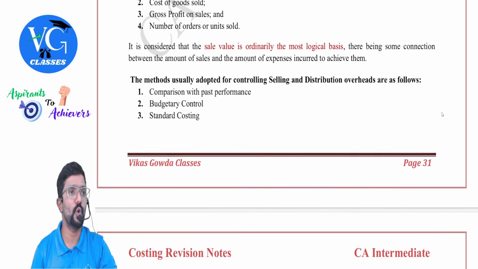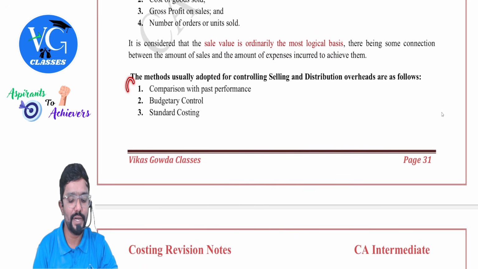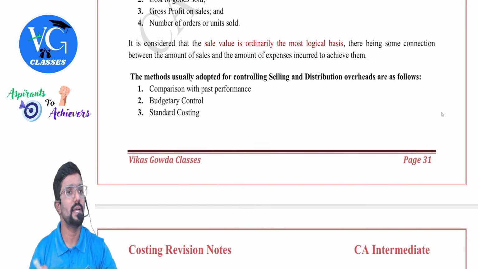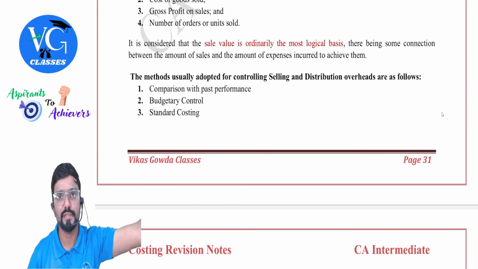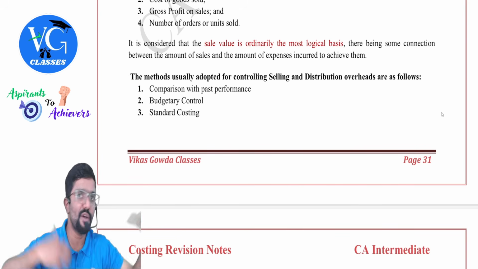Here also we can control the selling and distribution overheads through three ways. What are those, sir? Comparison with the past performance. That is, in the last year, how much was your sales? How much selling and distribution expenses did you incur?